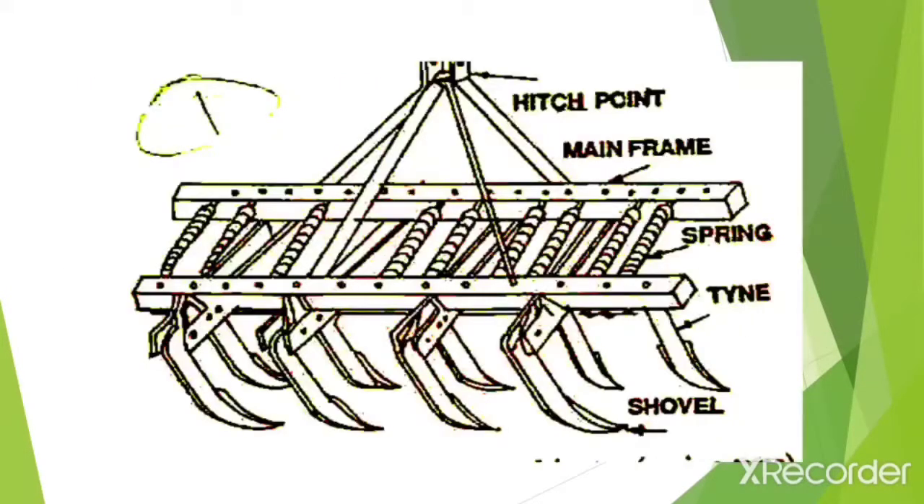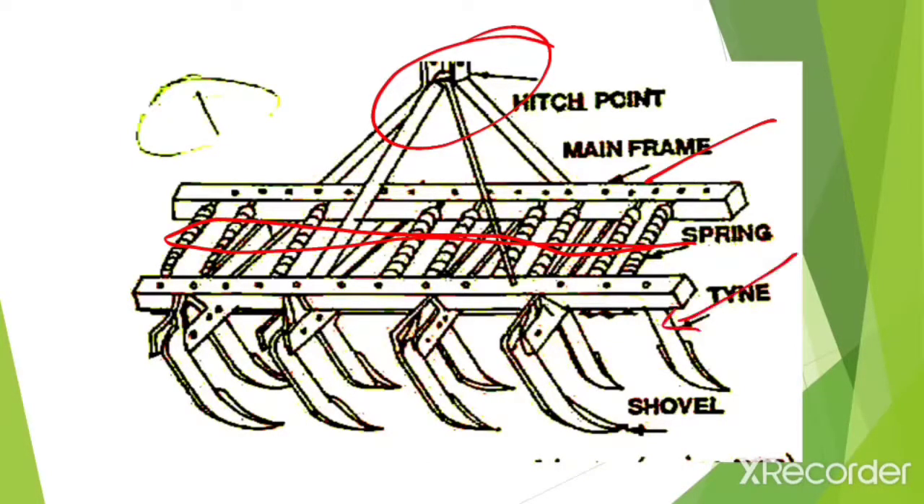This is the diagram of the spring loaded tines cultivator. This is the hitch point, this is the main frame, and these are the springs, then this is the tine, and this is the shovel.